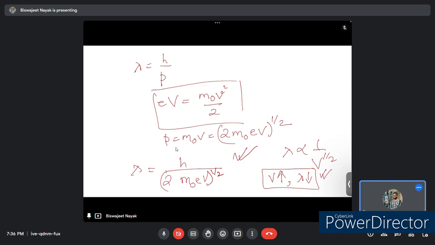So this equation is for the non-relativistic case. But we have to consider the relativistic effect if the energy is more than 100 kV. Why? Because the velocity of the electron becomes greater than half of the speed of light in this case, so we cannot ignore it.